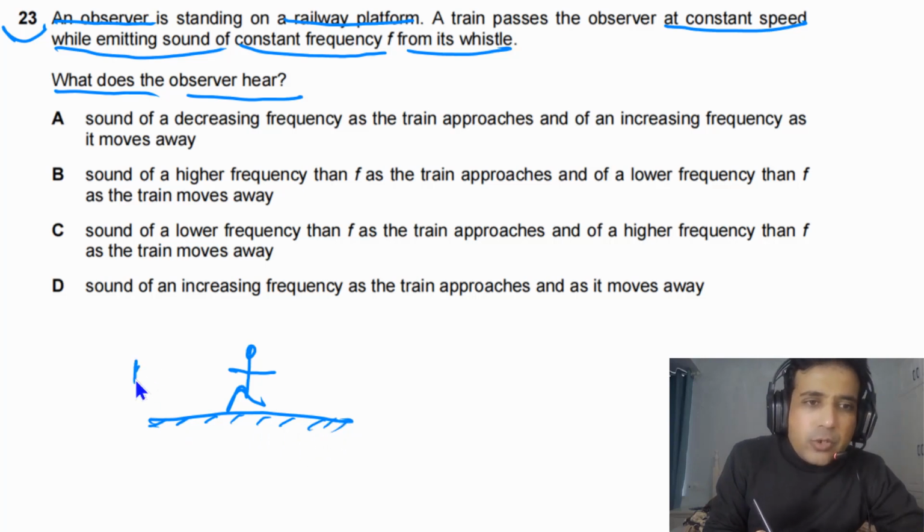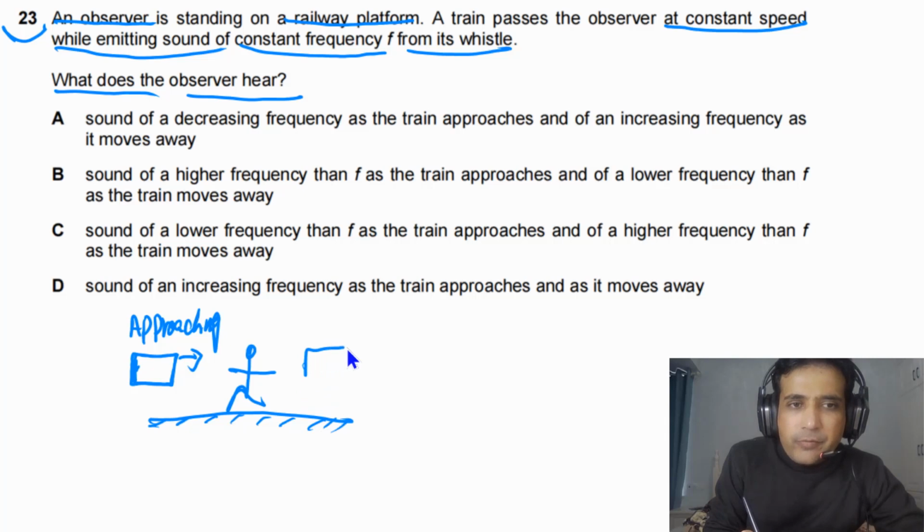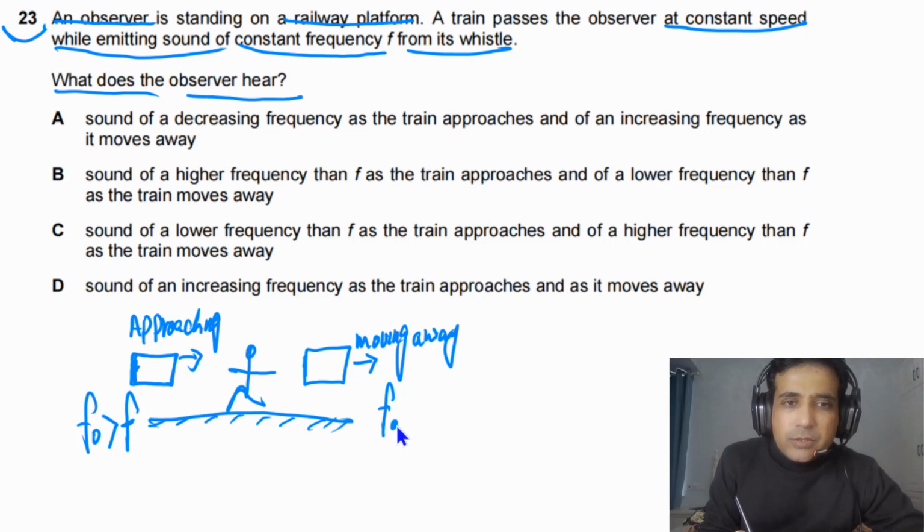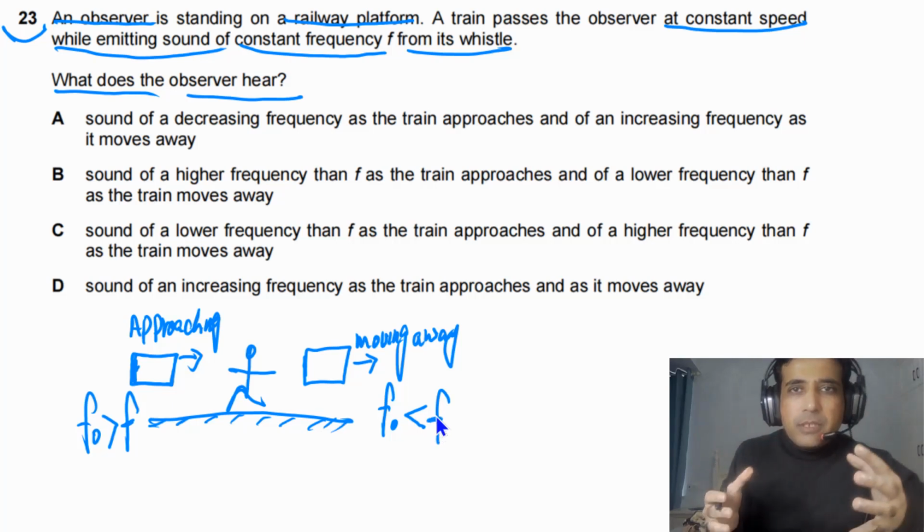So we can draw first of all when the train is approaching. So at this point, train is approaching this observer. And here we can draw when the train is moving away from the observer. When the train is approaching, observed frequency by the observer will be greater than frequency of the source. And when this train is moving away from observer, observed frequency will be lower than frequency of the sound produced by the whistle. So this is what you need to understand to answer this problem.